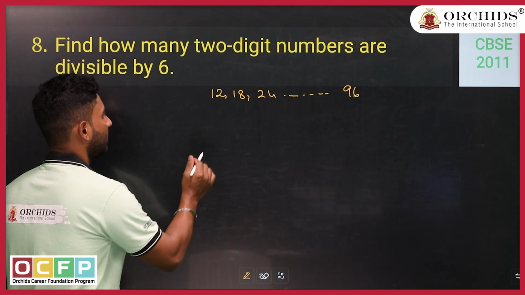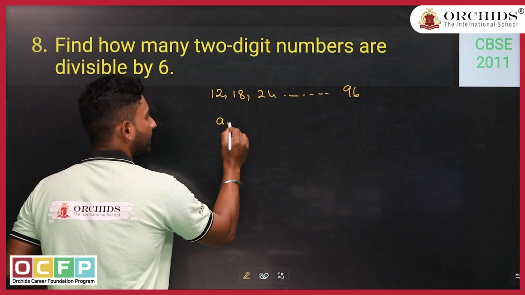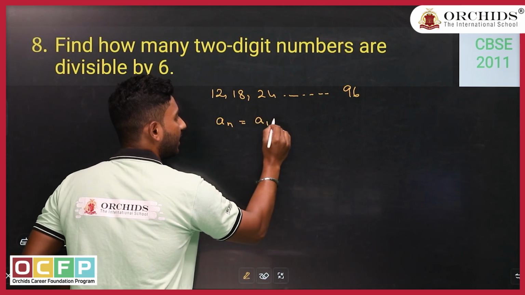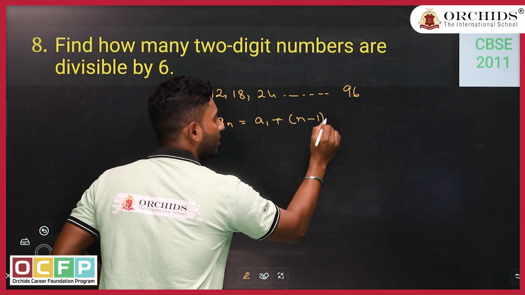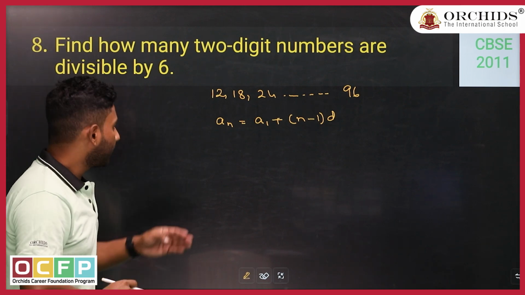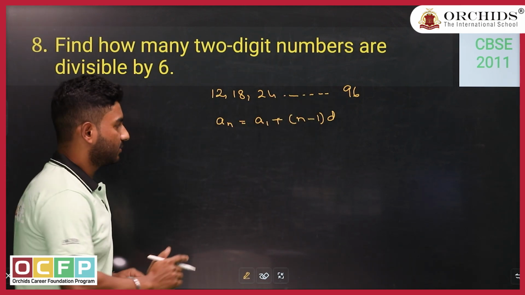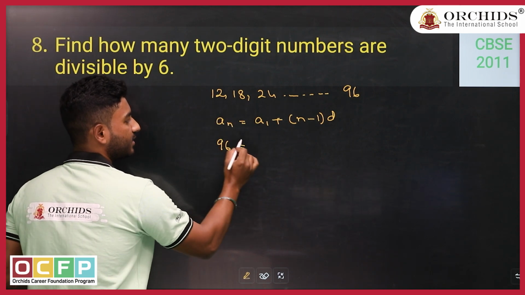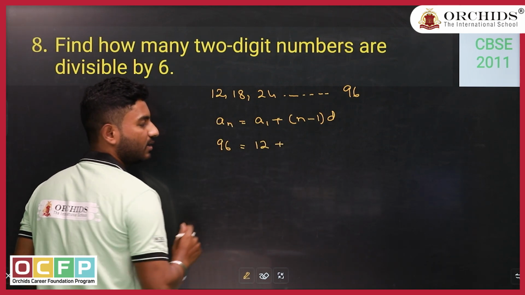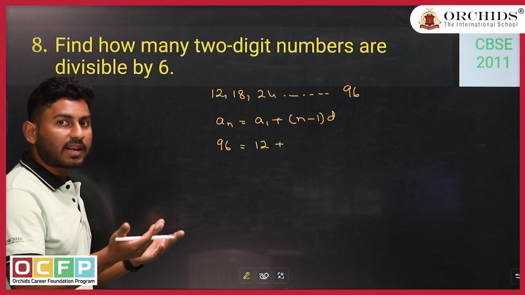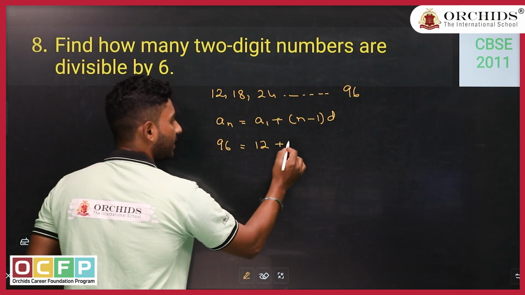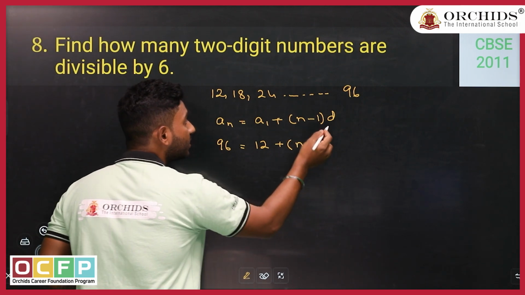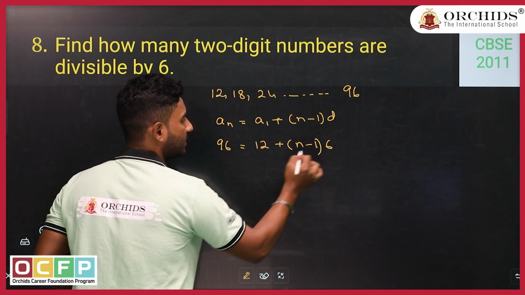How to find n? We all know a_n is equal to what? a1 plus (n minus 1)d. What is a_n? The last term. Okay, so the last term is 96. A1, the first term, what is that? 12. N minus 1, n I don't know, just write n minus 1. What is the common difference? The common difference is 6.